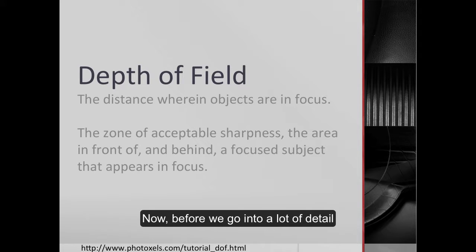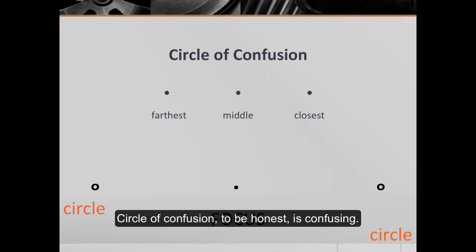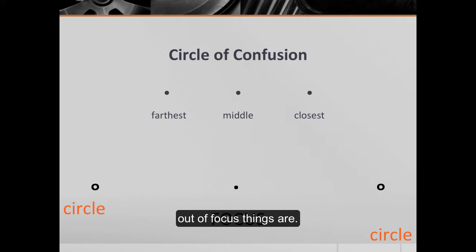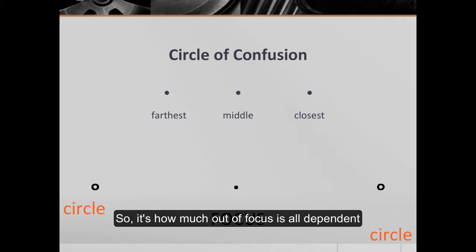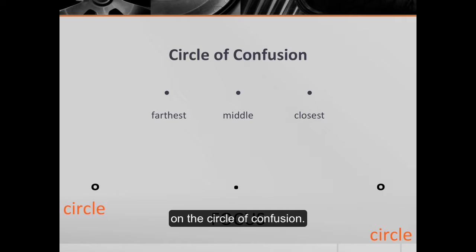Now, before we go into a lot of detail with how we do this on our cameras, I want to talk to you about one more thing, which is called circle of confusion. Circle of confusion, to be honest, is confusing. So circle of confusion is how much out of focus things are. How much out of focus is all dependent on the circle of confusion.